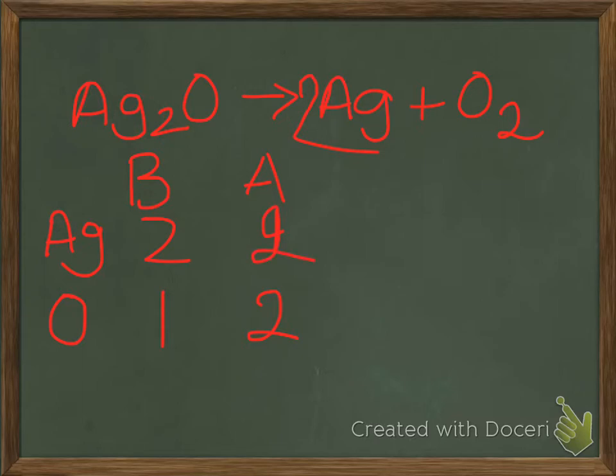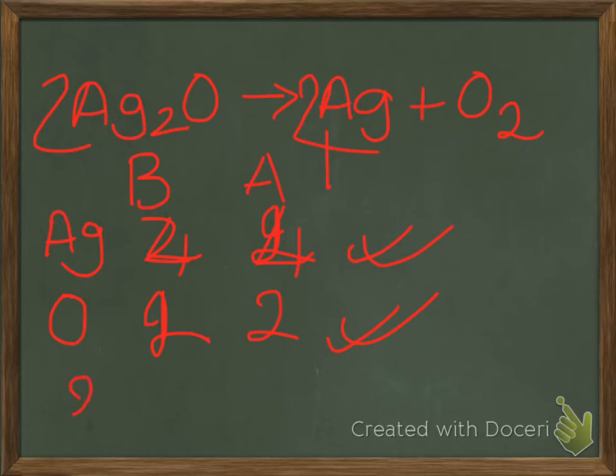But oxygen should also be balanced. So if we add 2 in front of the compound, then oxygen will become 2 and it's balanced, but silver will become more. Silver will become 4. Now how can we reduce that? So when we add 4 in front of Ag on the after side, then it will become 4 and both are balanced. So the balanced equation for the following is 2Ag2O gives 4Ag plus O2. So let's go to the last problem.